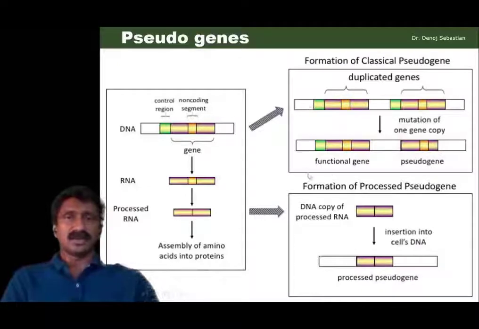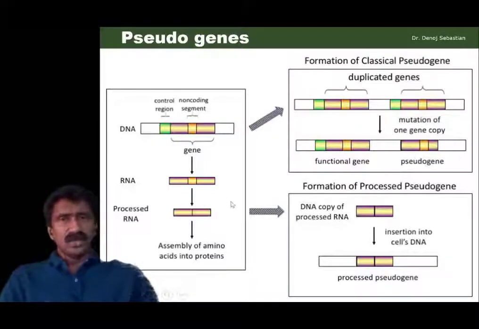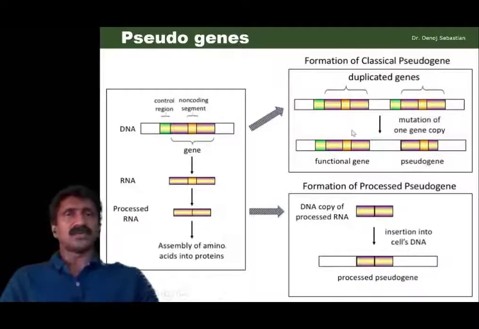Whereas the other one, the functional copy, will be there and it will be useful for performing the normal functions of that particular gene, but the other copy that is mutated and lost the ability to express due to the lack of these regulatory elements will become a pseudogene. So this is one classical example or classical mechanism of formation of a pseudogene, and there may be other mechanisms.